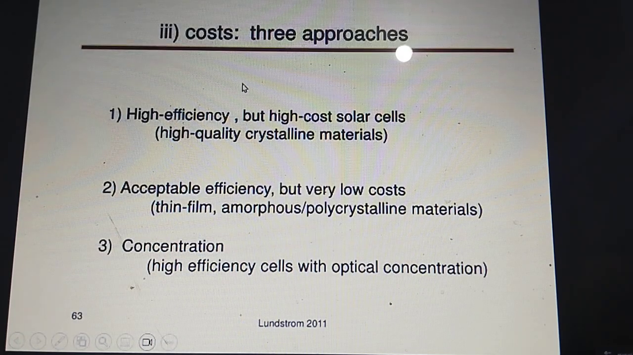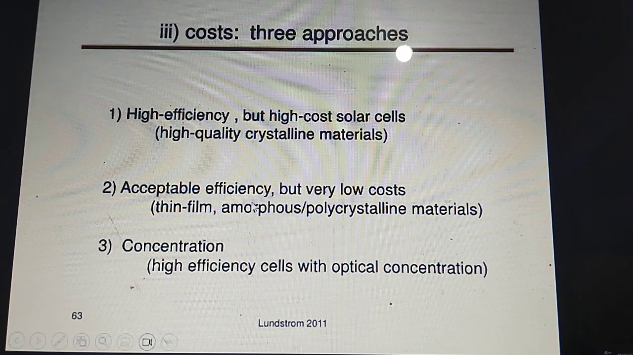And three approaches. Earlier I also talked about three objectives. Here three approaches are also there. Either I want high efficiency solar cells, meaning high cost solar cells with high quality crystalline materials. I am ready to pay high cost, I need high efficiency. So what will happen? I will use high quality crystalline materials for making the solar cells.